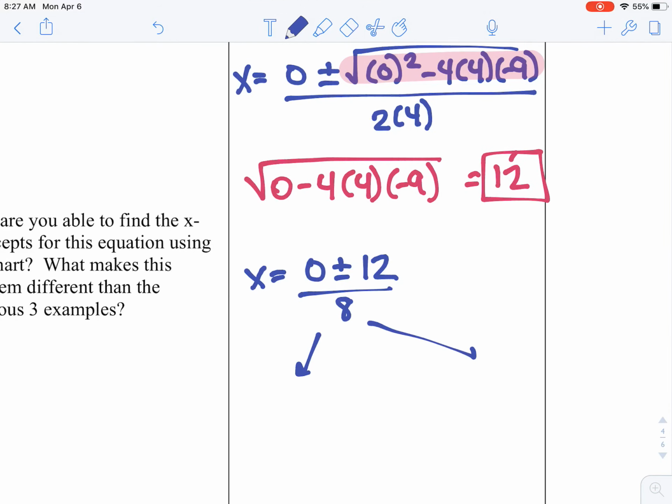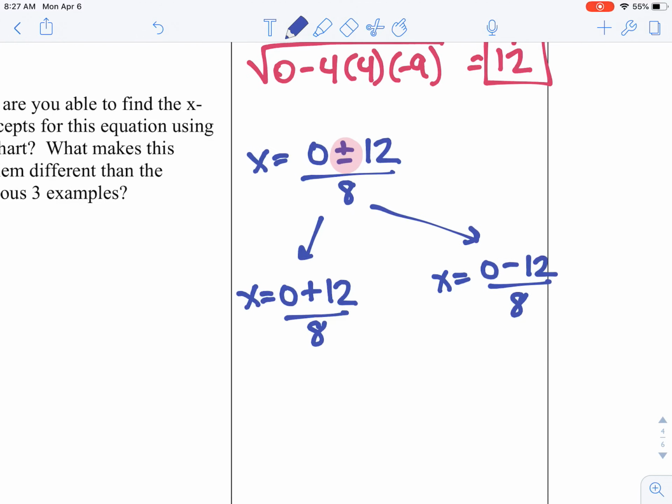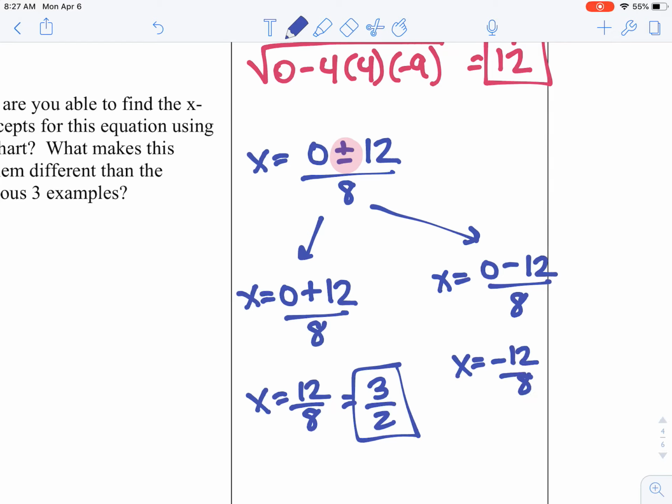So we are going to have two answers because we have the plus or minus. So x is going to equal 0 plus 12 divided by 8, and x is going to equal 0 minus 12 divided by 8. So x equals 12 over 8, which equals 3 halves. And x is equal to negative 12 over 8, which equals negative 3 halves.